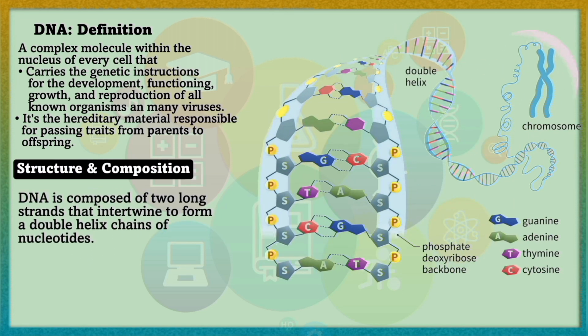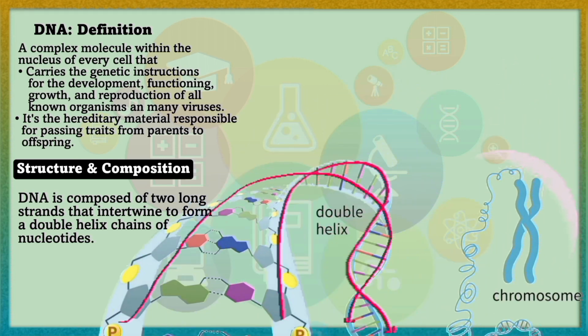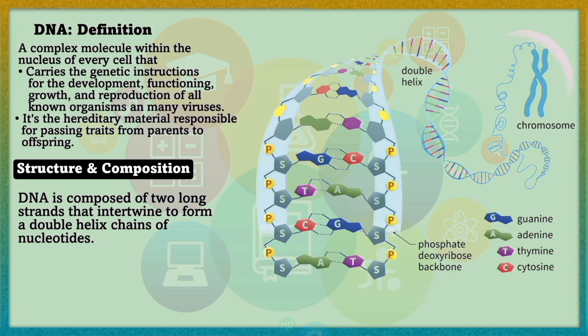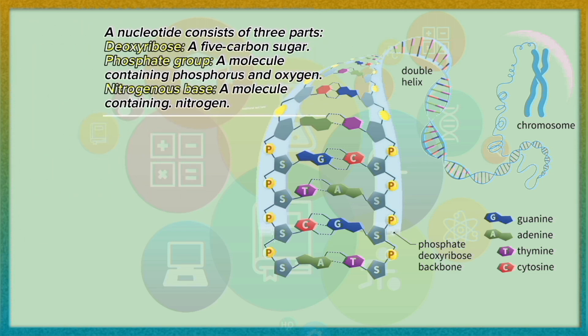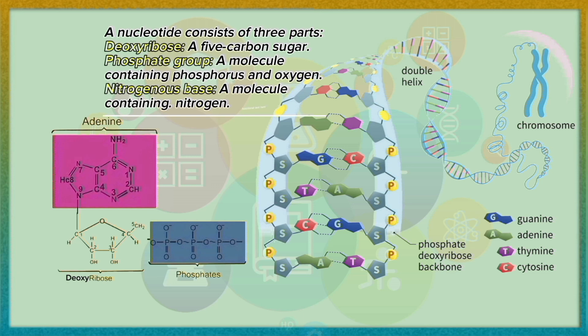DNA is composed of two long strands that intertwine to form a double helix, resembling a twisted ladder. Each strand is a chain of chemical building blocks called nucleotides. A nucleotide consists of three parts: a deoxyribose, which is a 5-carbon sugar; a phosphate group, which is a molecule containing phosphorus and oxygen; and a nitrogenous base, which is a molecule containing nitrogen.